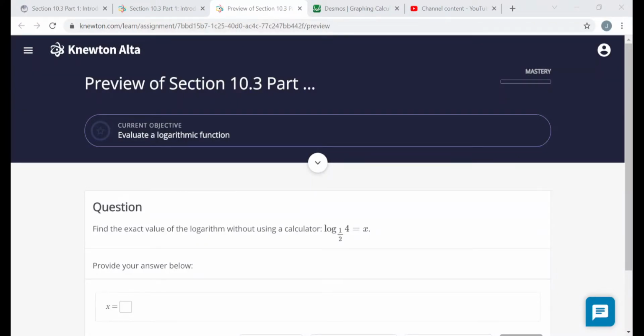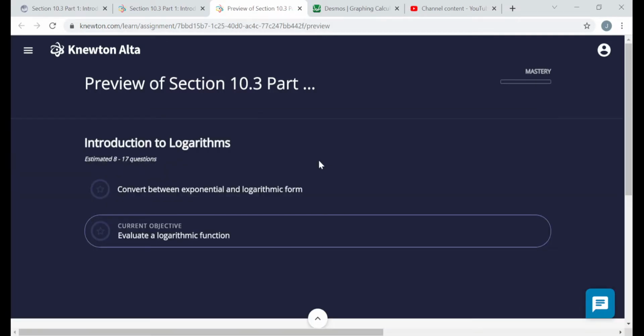Alright, so here's the assignment page. Now you will not see the words preview of. You'll just see the title of the assignment. Then in the upper right corner you have your mastery bar telling you how far along you've gotten. Beneath that you have your objectives. Looks like there are 2 objectives for this particular assignment.